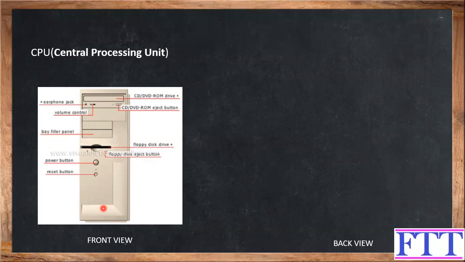But USB drives are now also available at the front. Similarly, at the front there are speaker points too. Either it may be for your microphone or it may be for speakers. Those things are also available in the front of the CPU. Okay, this is about the front view.